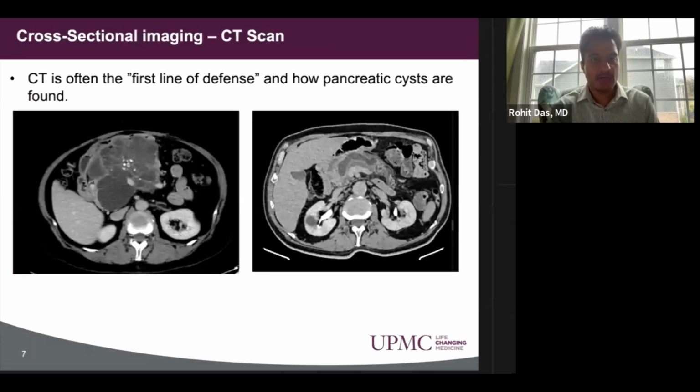Cross-sectional imaging, mainly in the form of CT imaging, is often the first line of defense, so to speak, for pancreatic cysts, mainly because patients get CT scans. Once you walk into the ER, it's part of the evaluation generally. And CT is very widespread, it's very available, and it's easy for patients to tolerate.